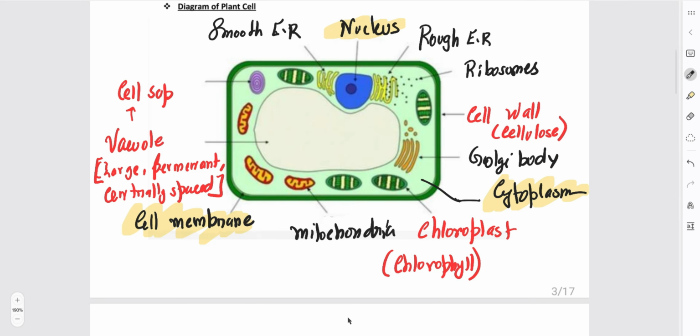Then the plant cell has chloroplast to make food, but animal cells do not have chloroplast. Plant cells have a large and permanent vacuole containing cell sap, but animal cells only have a temporary one, which never contains cell sap, right?